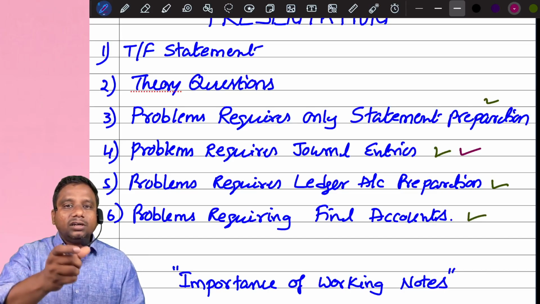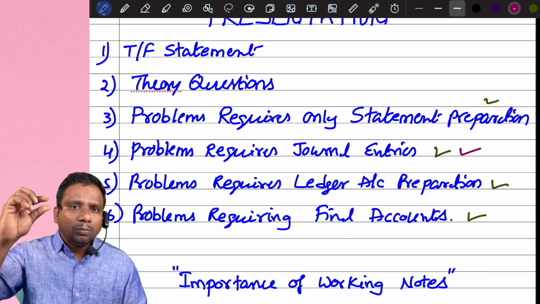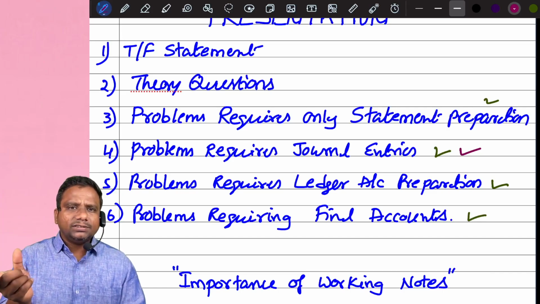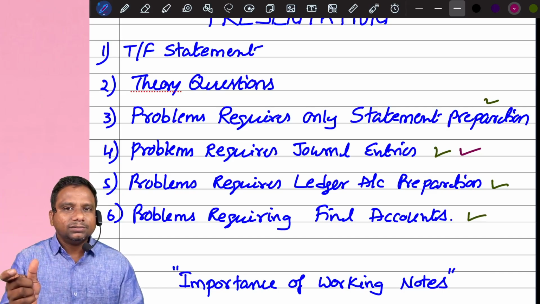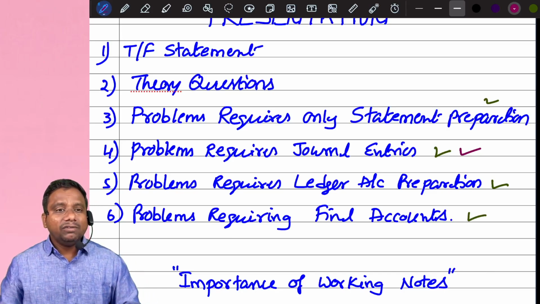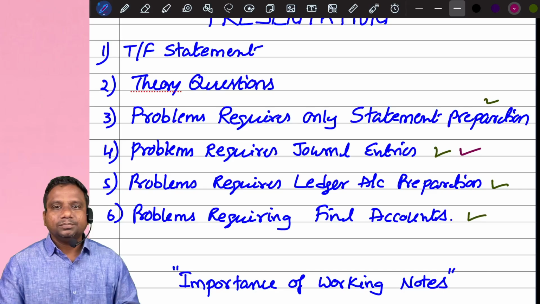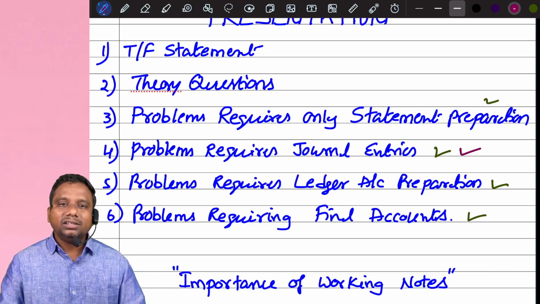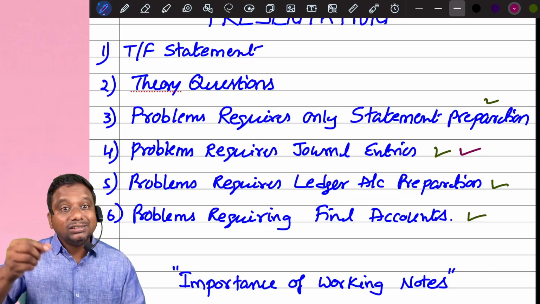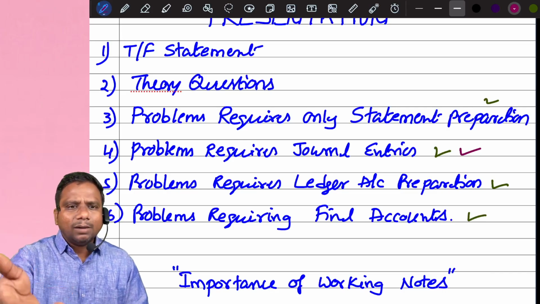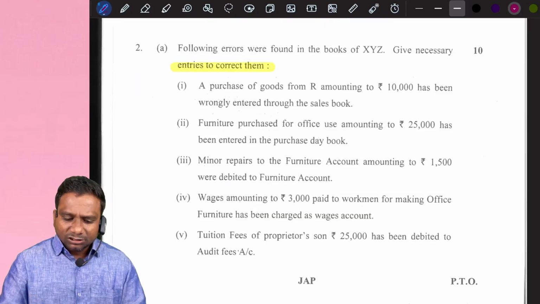Journal heading: Journal. You write down the business name. Below that, write down rectification entries. And start writing one by one entry with perfect narration. This is how we present the answer which requires journal entries, whatever it may be. In company accounts also, you get journal entries.